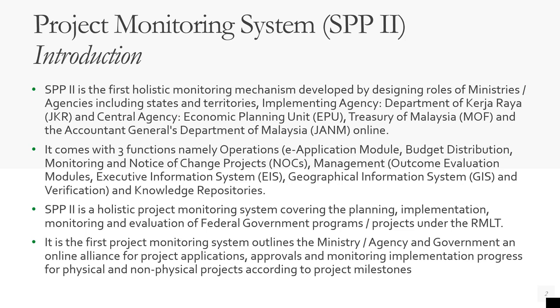SPP2 is holistic project monitoring system covering federal government program, project under the RMLT planning, implementation, monitoring and evaluation. This is the first project management framework to outline the online partnership of ministry and agency and government for project application, approval and track of the progress of physical and non-physical project according to the project milestone.